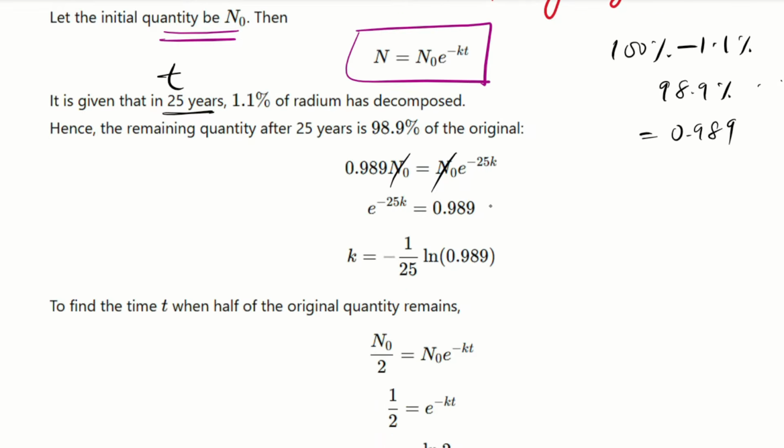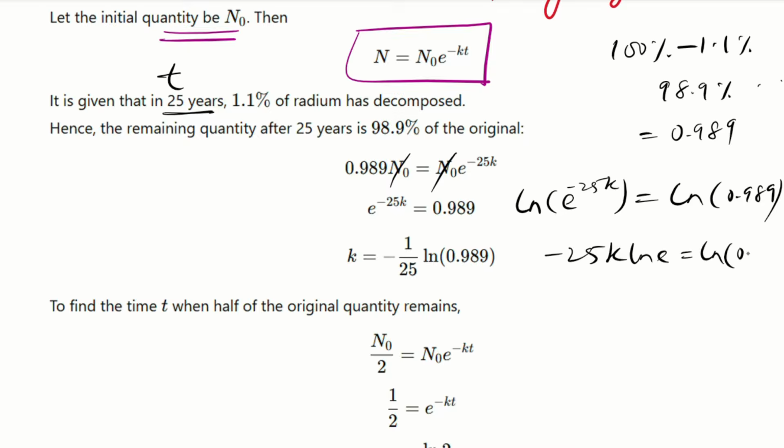So let's find the value of k here. We need to apply ln on both sides. So ln of e raised to minus 25k is equal to ln of 0.989, right? Now using the formula, this will be minus 25k ln of e is equal to ln of 0.989, and ln e is 1. So minus 25k equals ln of 0.989. So k can be easily found as k is equal to ln of 0.989 divided by minus 25.